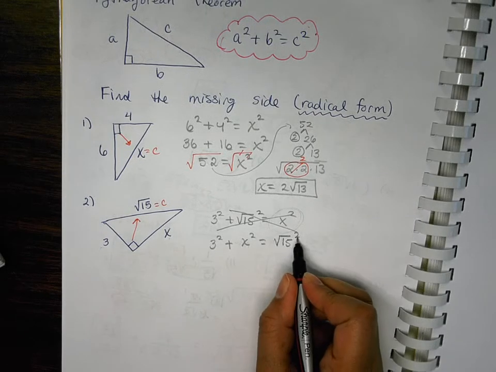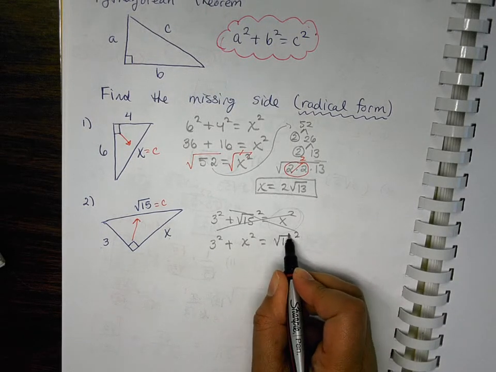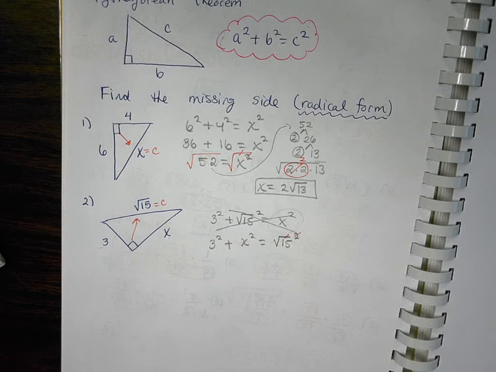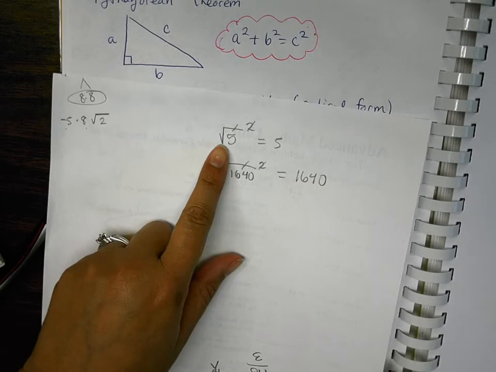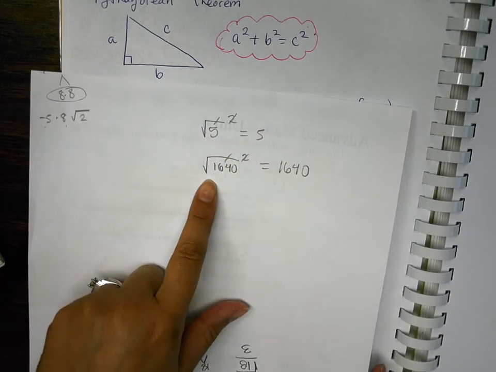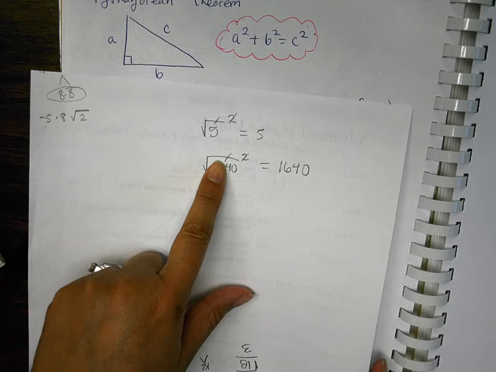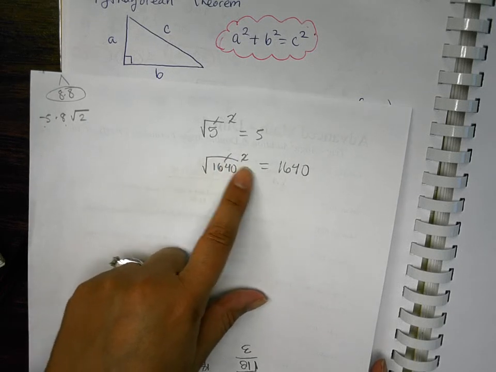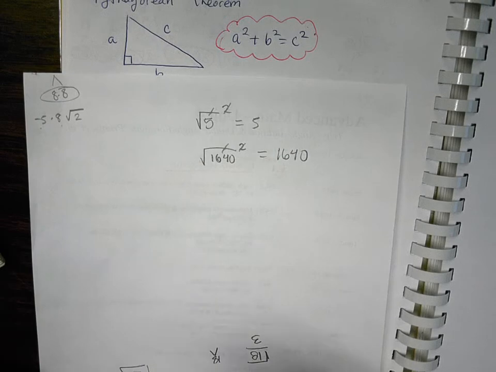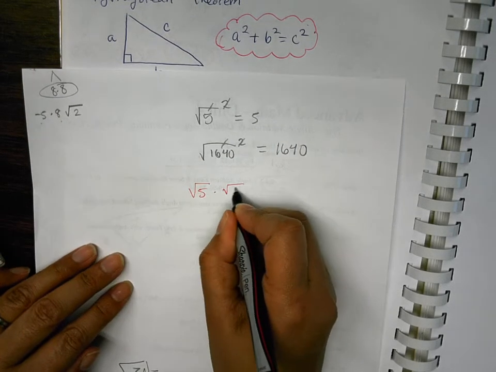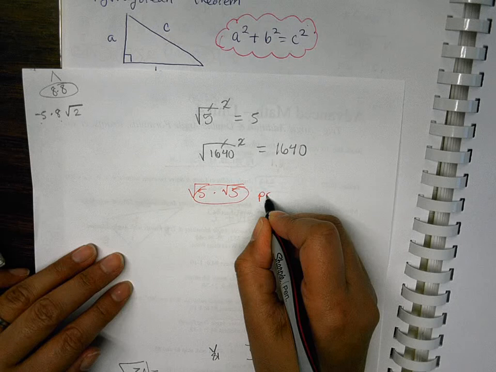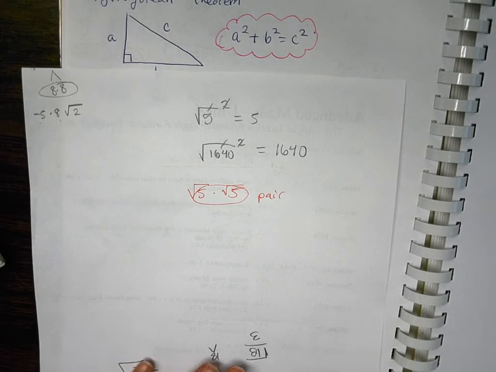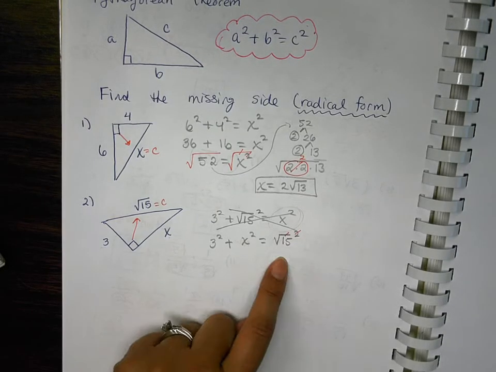What happens with square roots and squares? What's the square root of 15 squared? 15. Do you remember when I wrote root 5 squared is 5, and I asked for a really big number? We talked about how square roots and squares always cancel each other out. Why? Because squared means you have a pair.